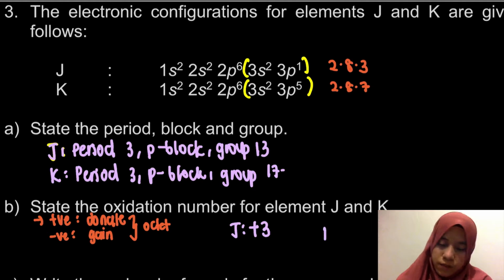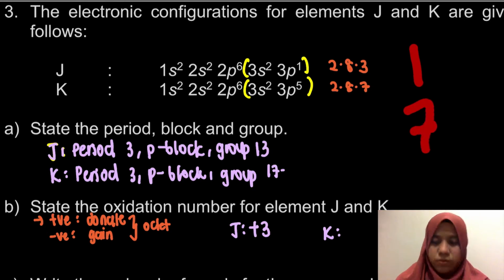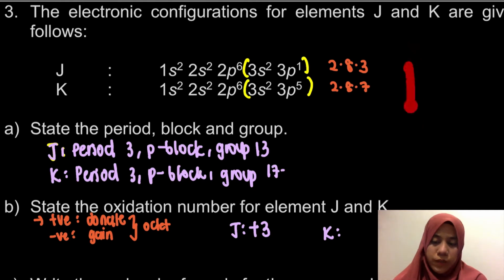For K itself, it could accept 1 electron, or it could donate 7 electrons. Which one is easier for it? The smallest number, 1. For 1, does it donate or gain electron? It will be gaining electron. So it is negative 1.